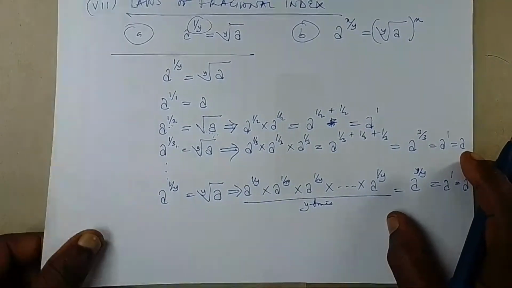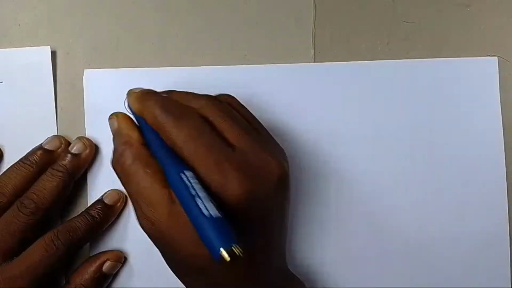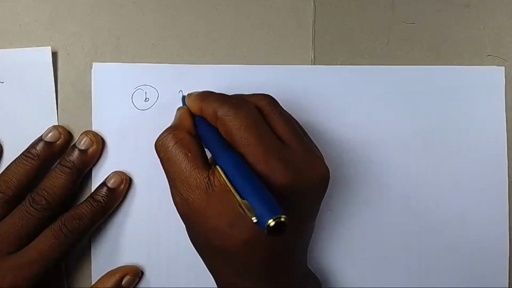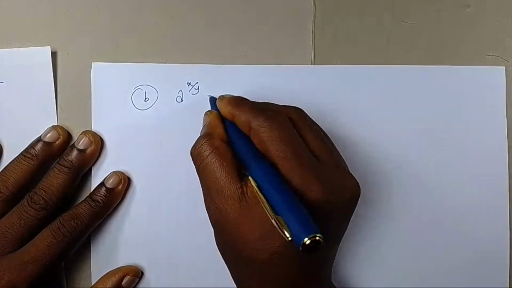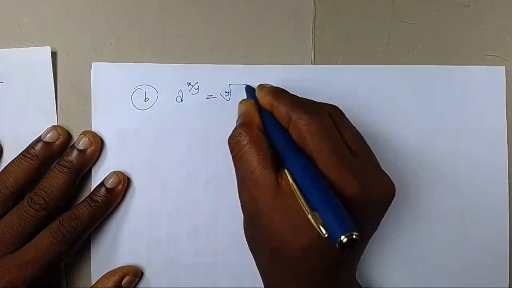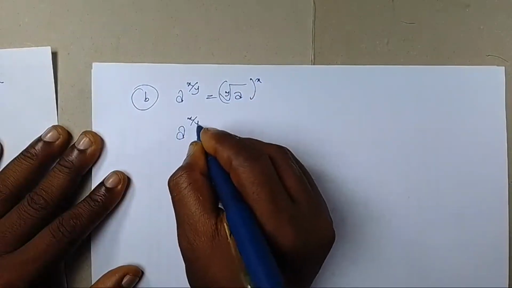Now, because this law is true, it means that the next part of this law, the B part of this law, is also true. And what is the B part saying? The B part is saying a raised to the power x over y is equal to the yth root of a raised to the power x. So is this law true? The answer is a big yes, it is true.